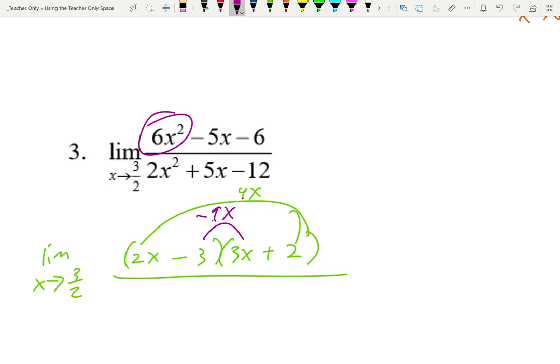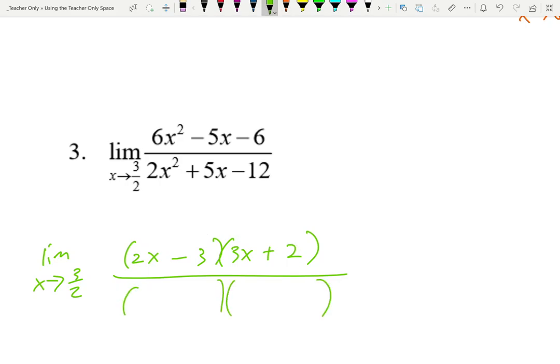My 2x times 2 and my negative 3 times 3x makes negative 5x. And then last but not least, negative 3 times 2 makes negative 6. There's my guess and check technique for factoring that down to the denominator. I will guess and check that one as well. This is even easier because I know it's a 2. So therefore, I know it's got to be a 2x and an x.